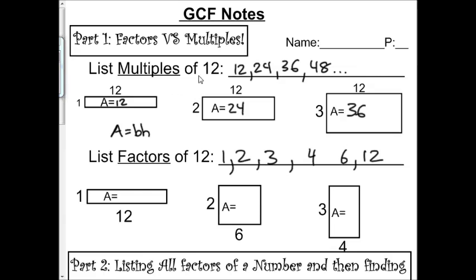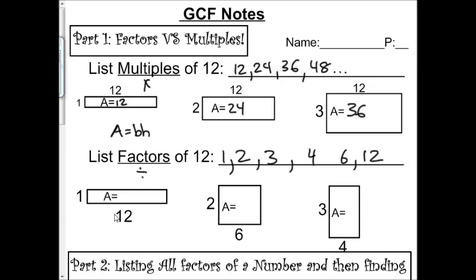So again, multiples of 12, we multiply 12 by 1, 2, 3, 4. Factors is what can we divide 12 by evenly. So multiples is all about multiplying. Factors is all about dividing. So they're really kind of the opposite of each other.